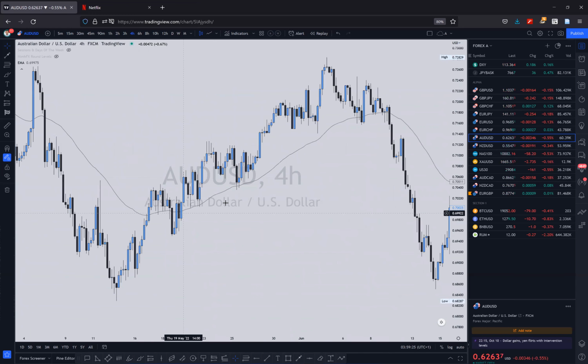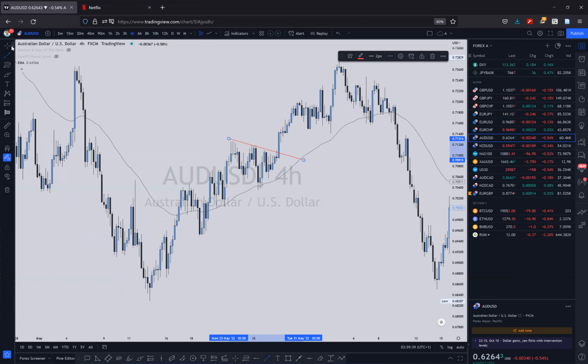So here I'm not seeing any clear trend line here. Yes, I see one here. So you want to connect the highs here, these two highs here. And you're looking for a buying opportunity because price is above the EMA 55.